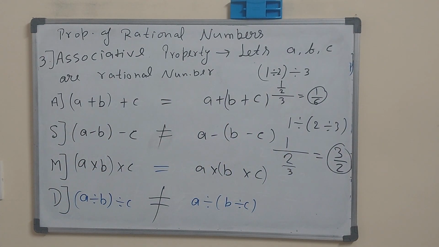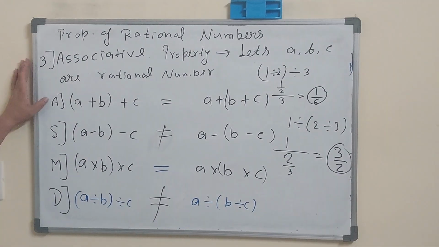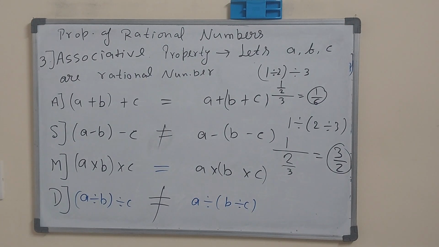So in the case of associative property, subtraction and division are not valid, but associative property is valid in the case of addition and in the case of multiplication. This property is valid for rational numbers. Please note down.